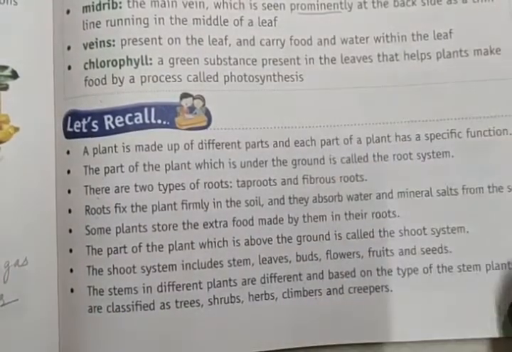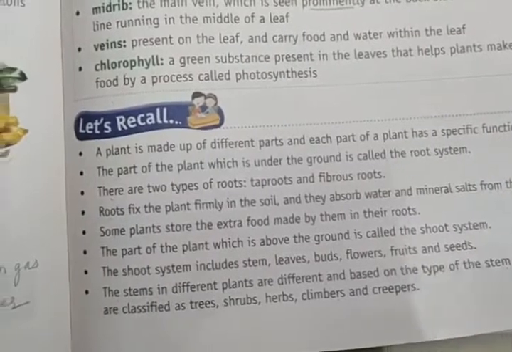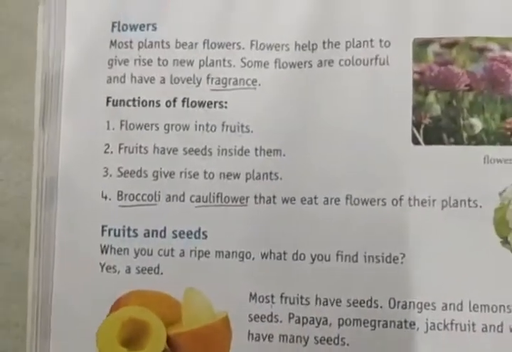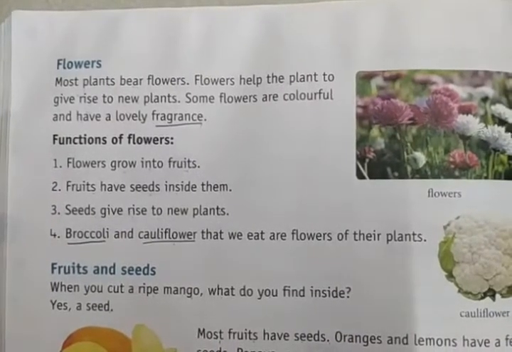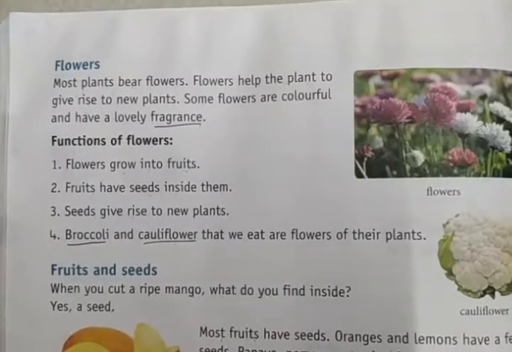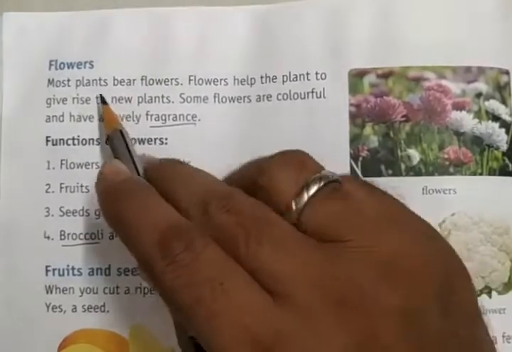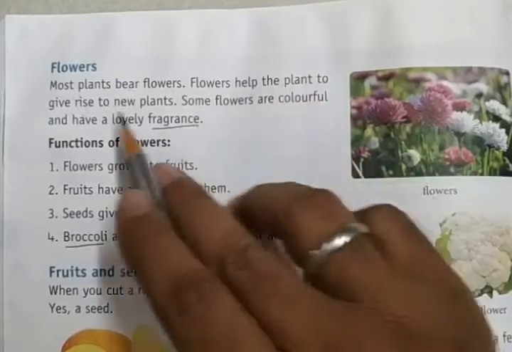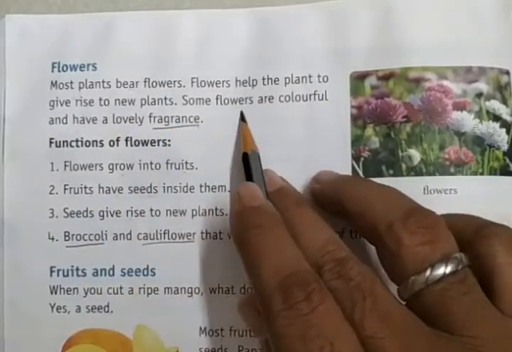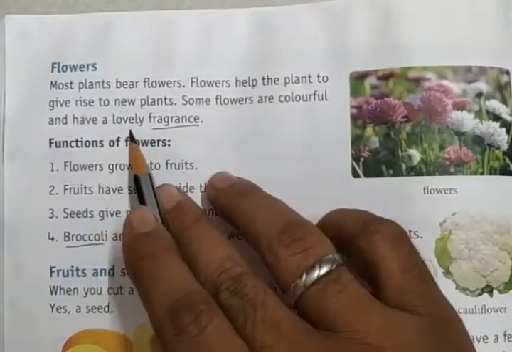Okay, so let's discuss flowers. Flowers are another part, and fruits are another part. After this lesson we will wind up. Flowers: most of our plants bear flowers. Flowers help the plant to give rise to a new plant. Some flowers are colorful and have a lovely fragrance.